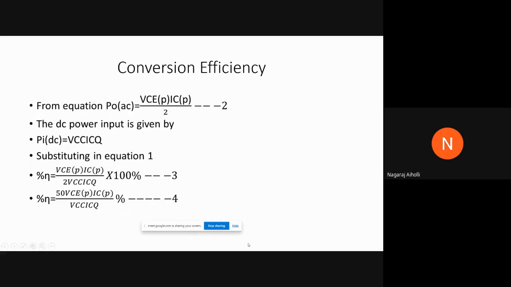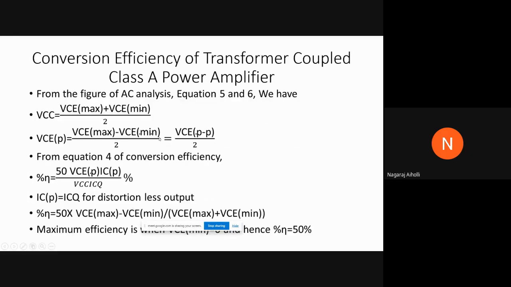The basic equation is given by percentage efficiency is equal to 50 into VC peak into IC peak divided by VCC ICQ in terms of percentage. Then the actual value of conversion efficiency or maximum efficiency of transformer coupled class A power amplifier we have derived, and we have obtained it as 50%. That is, the maximum efficiency of transformer coupled class A power amplifier is 50%.